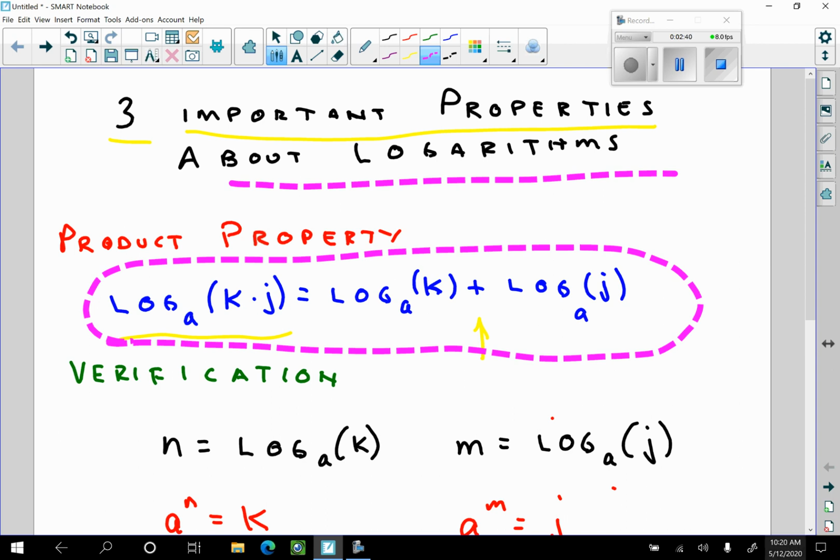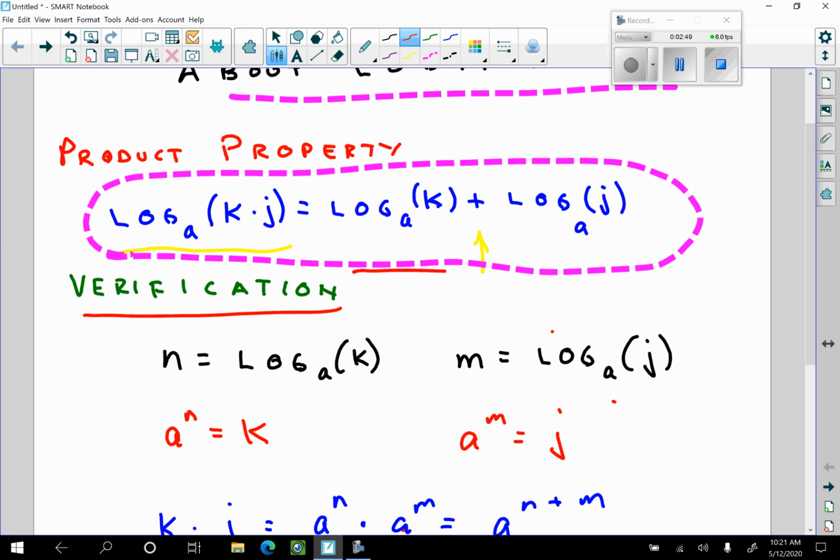Okay, and we're going to start off with a little verification, a little mini proof of this property right here. All right? So what do you know about this? We're going to start on this side right here, and we're going to end with the left side. Well, what do you know about log base a of k? If I let that equal n, why is this true? This is true because of the definition of a logarithm. Log base a of k is n. That tells me that a to the n is equal to k. This is the definition of a logarithm.